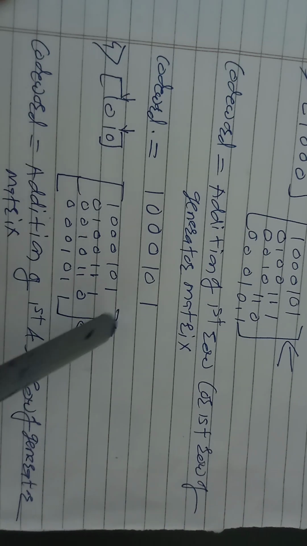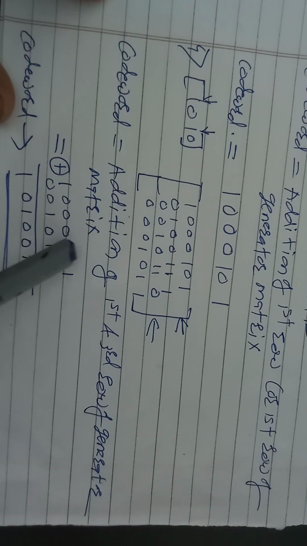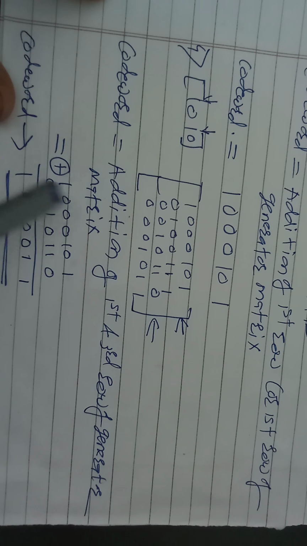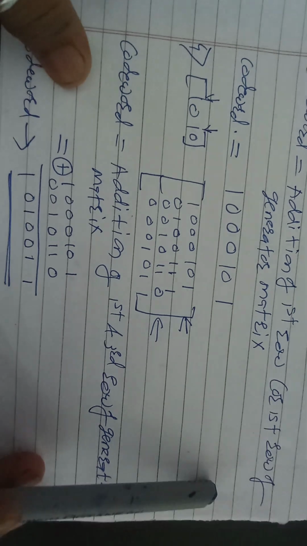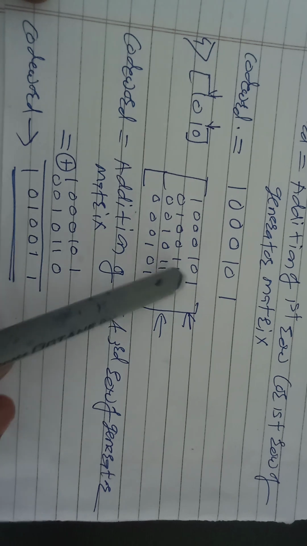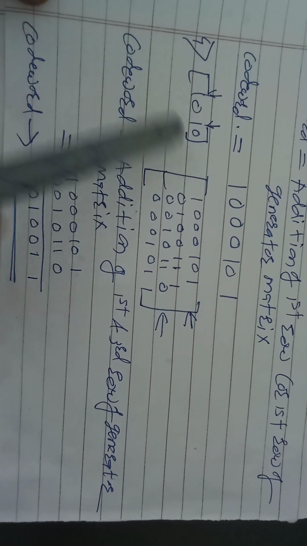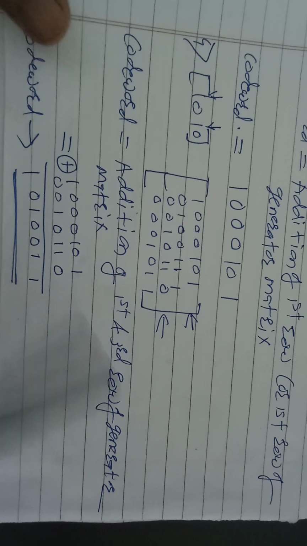1 0 1 0, first and second row. Again 1 1, even ones are there, so 0 0, odd 1 1, 0, odd 1 1. This is your code word. And in systematic, if the generator matrix is in systematic form, then first you will get the message word 1 0 1 0, and after that parity bits.